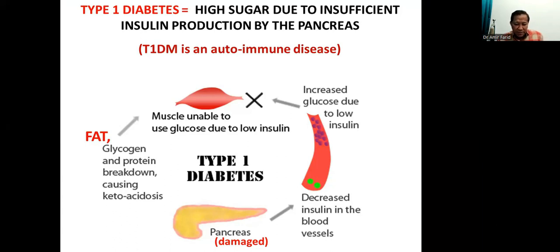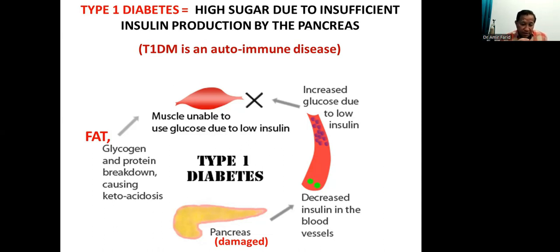Okay, so the damaged pancreas, damaged beta cells, decreased insulin in the blood vessels, and therefore the cells, especially the muscles, cannot take in glucose as much as it needs, and the glucose remains in the blood, so you have hyperglycemia.